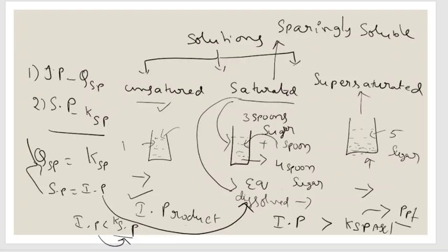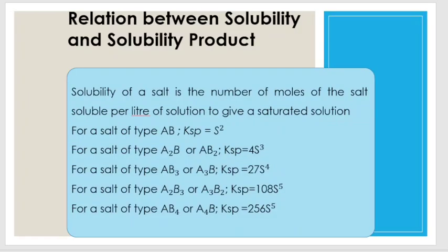So in order to know how much salt we can add to a particular amount of solvent to prepare a particular concentration, we have to know the solubility product, how to calculate it, and the importance of the ionic product and the supersaturated solution concept. Now let us see the relation between the solubility and the solubility product.